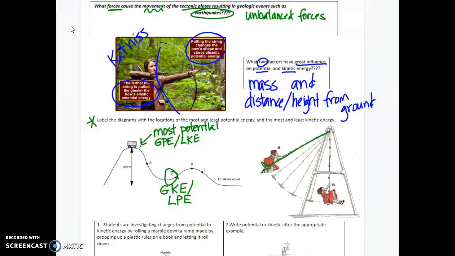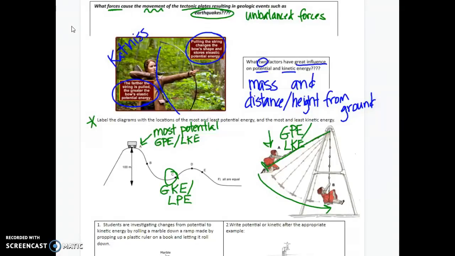Swing over here. Let's look at this one. Where are we the highest? Where do we have the most potential energy? Of course, at A. We are the highest off the ground, and if you've ever been on a swing, hopefully you all have, you stop for just a split second at that very top, and then you start coming down.